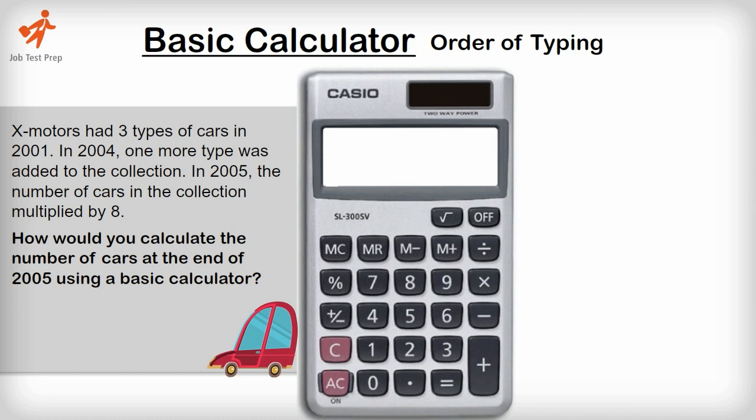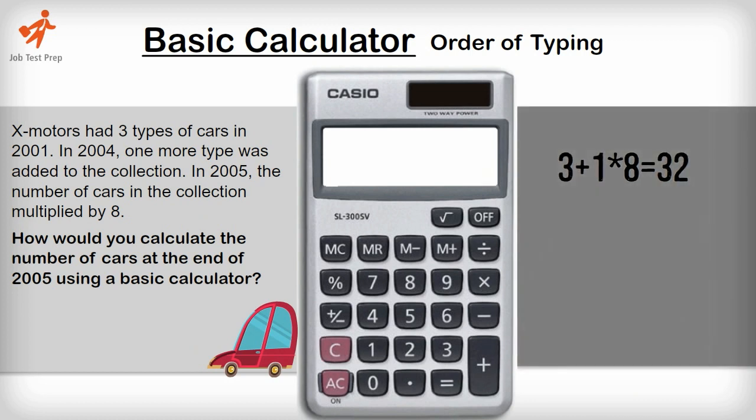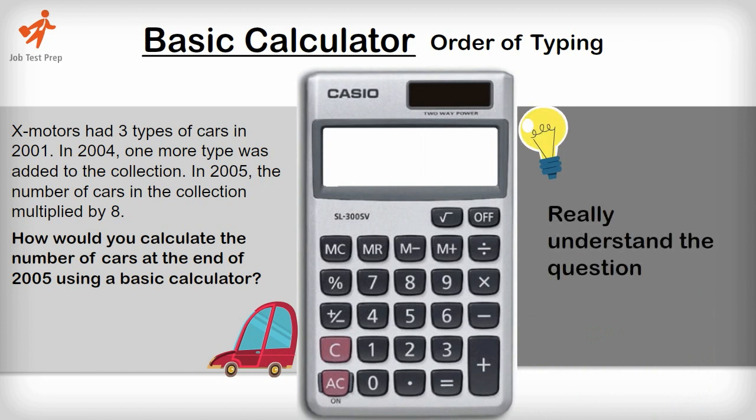When using a basic calculator, which doesn't have the brackets button, you have to pay attention to your typing order. Typing 3 plus 1 times 8 will yield, in this case, a correct answer. But if you thought of typing 8 times 3 plus 1, the basic calculator would calculate 8 times 3 and then add 1, giving an incorrect answer of 25. Consequently, when using a basic calculator, it is recommended to take a moment to really understand the question before automatically typing in the numbers in order to avoid miscalculations.